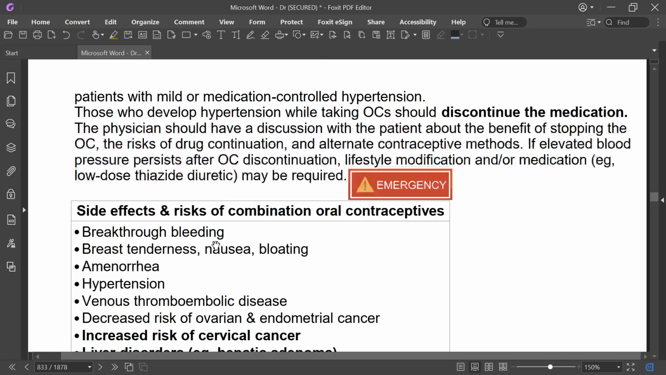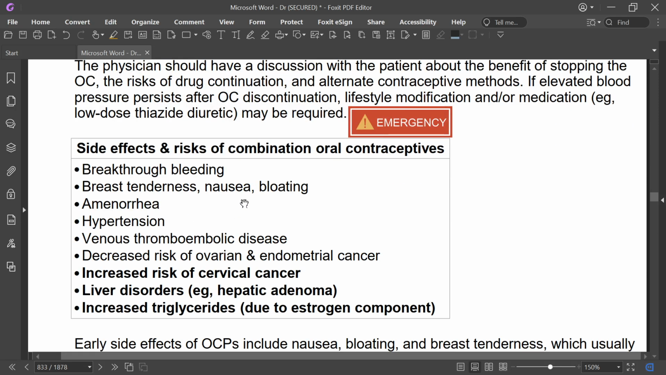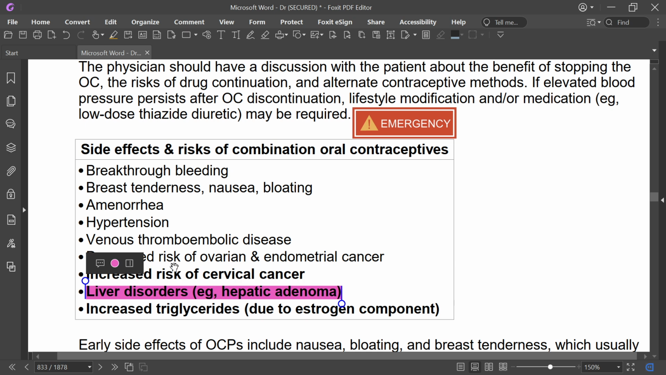Now, what are the side effects and risks of combination OCPs? There may be breakthrough bleeding, breast tenderness, amenorrhea, hypertension, venous thromboembolic disease, decreased risk of ovarian and endometrial cancer, increased risk of cervical cancer, and liver disease. There may be hepatic adenoma. The hepatic adenoma can happen due to OCPs, and increased risk of cervical cancer.